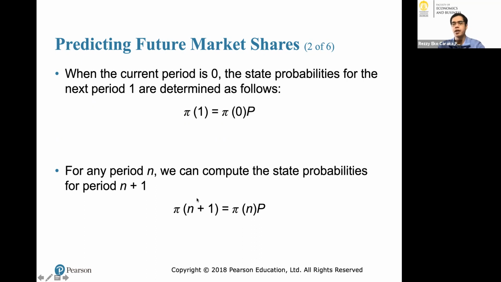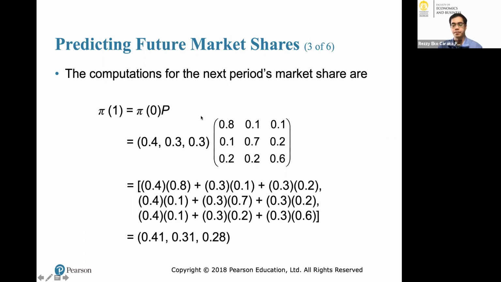If you have a different number of state spaces or different amounts of data, it depends on how many independent variables there are. So n refers to how many steps, how many periods you want to predict. We can use V n plus 1, which is V n P. This is how we compute the state probabilities, and how we analyze the question of future market shares for the next period.